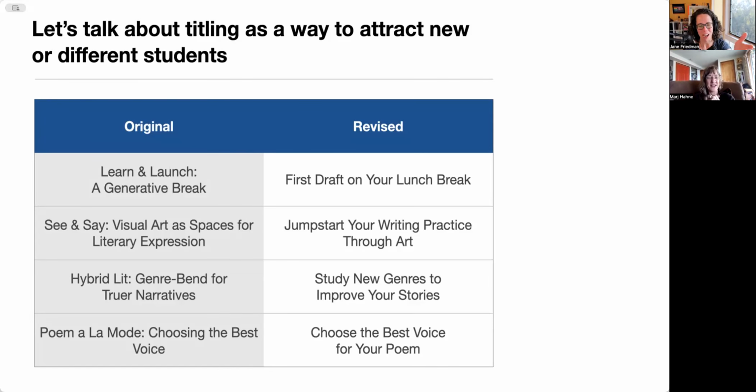And so here I've got your original titles on the left, and on the right, I have the more direct version. And the reason I suggest this is, especially if you're looking for new students, different students, people don't often slow down to actually see what the class is about. If they only see the title, will they understand if it's even for them? And so, like, "Learn and Launch a Generative Break," I have no clue. I don't even know if that's a writing class.